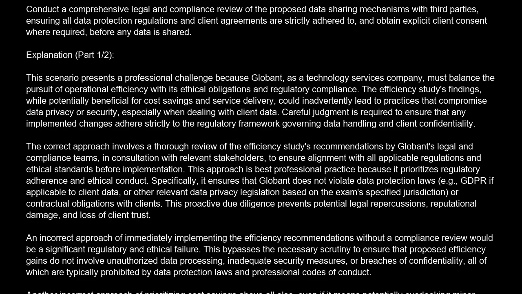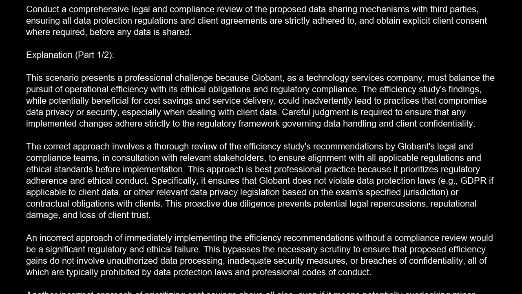The correct answer is D. Conduct a comprehensive legal and compliance review of the proposed data sharing mechanisms with third parties, ensuring all data protection regulations and client agreements are strictly adhered to, and obtain explicit client consent where required before any data is shared. Explanation. This scenario presents a professional challenge because Globant, as a technology services company, must balance the pursuit of operational efficiency with its ethical obligations and regulatory compliance.